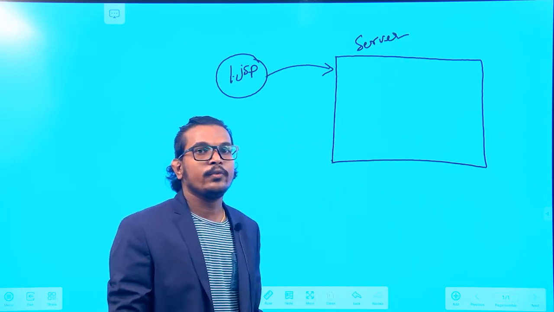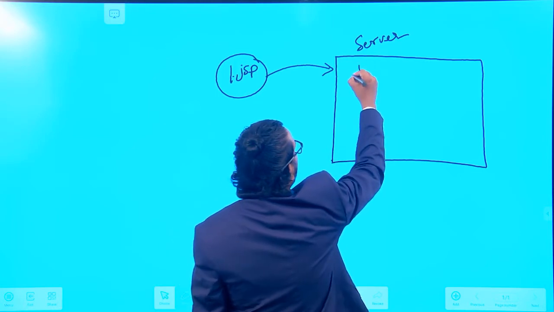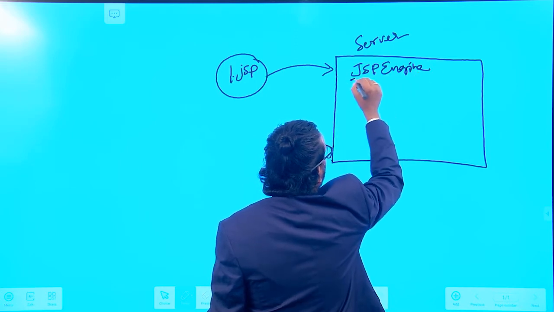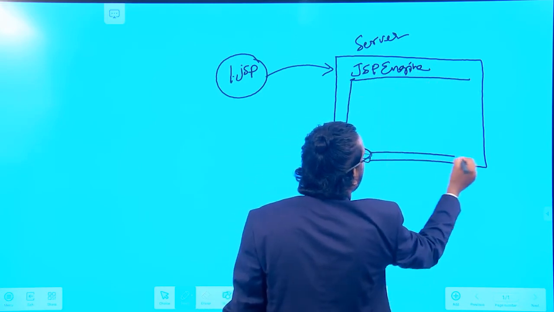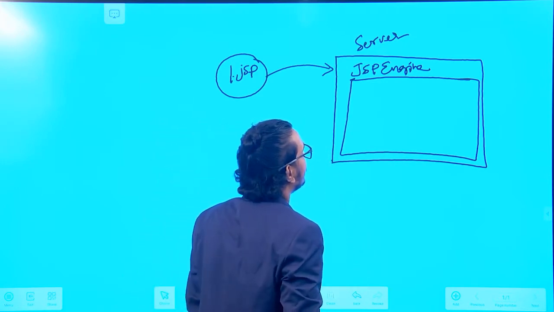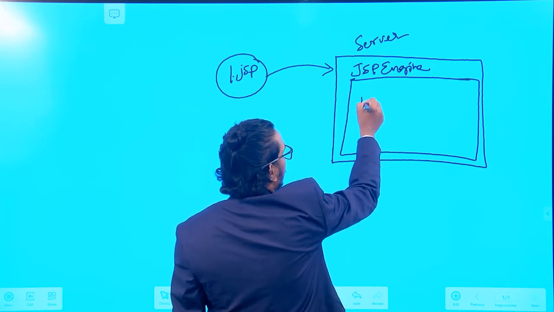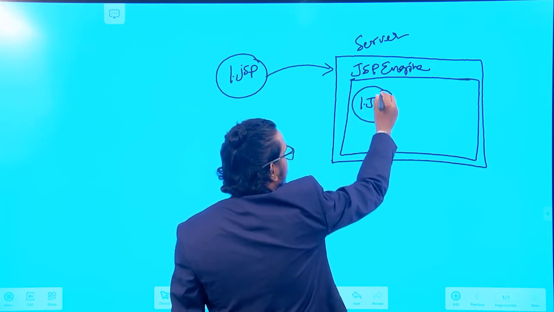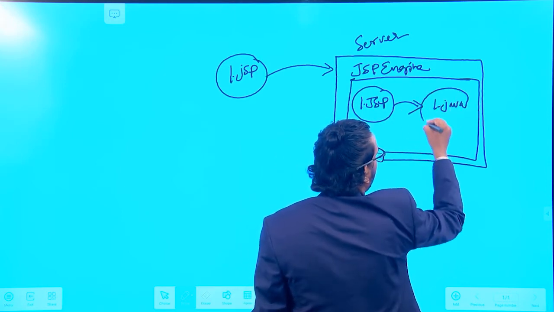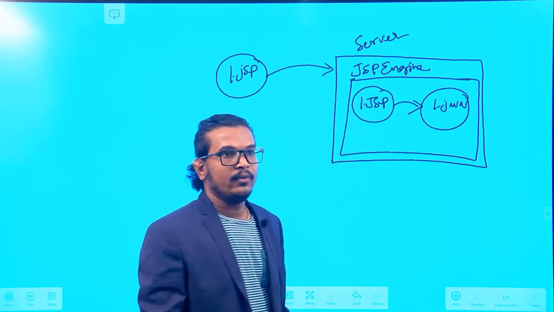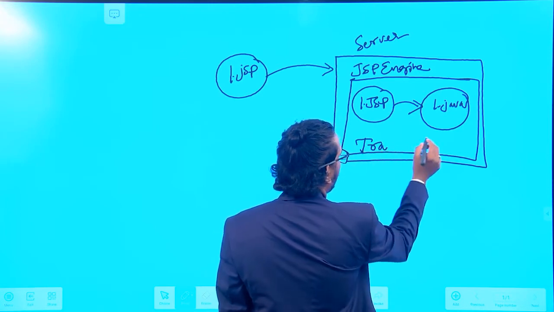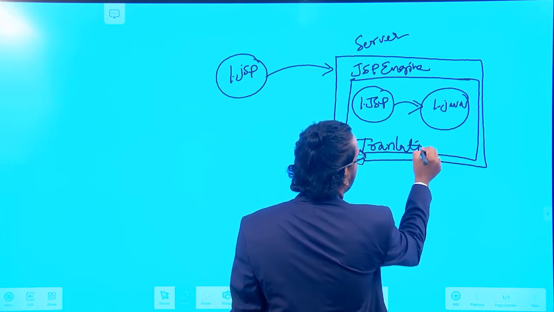In this particular server, what are we maintaining? We are maintaining the JSP container, or JSP engine. Now, whenever your .jsp file enters this JSP engine, the JSP file is translated into a .java file. This particular phase is called the translation phase.